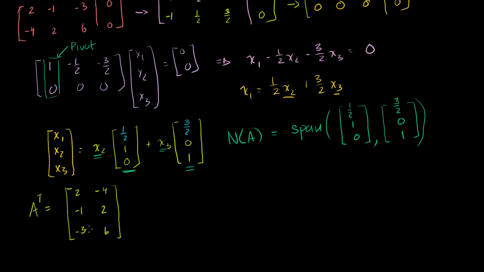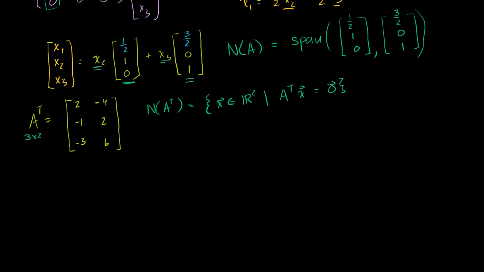So we could do the exact same exercise. Let me write it this way. The null space of A transpose. A transpose is a 3 by 2 matrix, so it's equal to all of the vectors x that are members of R2, not R3 anymore, because now we're taking the transpose's null space, such that A transpose times our vector is equal to the 0 vector in R3. And we can do that the same exact way we did it before. We set up an augmented matrix, put it in reduced row echelon form and set them all equal to 0. So let's just do that.